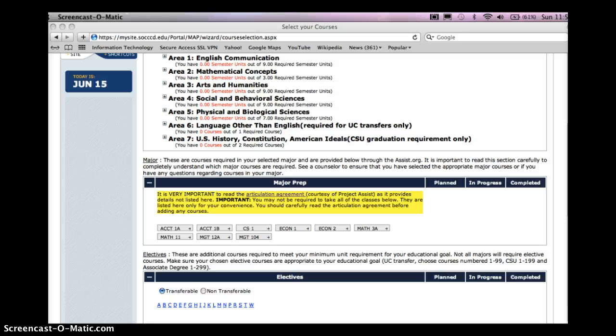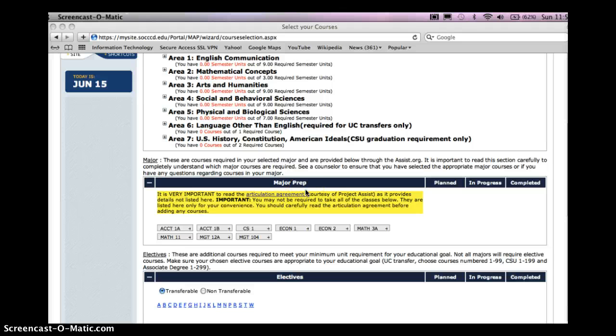The first step that I am going to ask you to complete when developing your educational plan is to develop your major prep. You'll note here in the yellow it states it is very important to read the articulation agreement courtesy of Project Assist as it provides detailed information not listed here. Important, you may not be required to take all of the classes below. They are listed here for your convenience. Again, carefully review the articulation agreement.